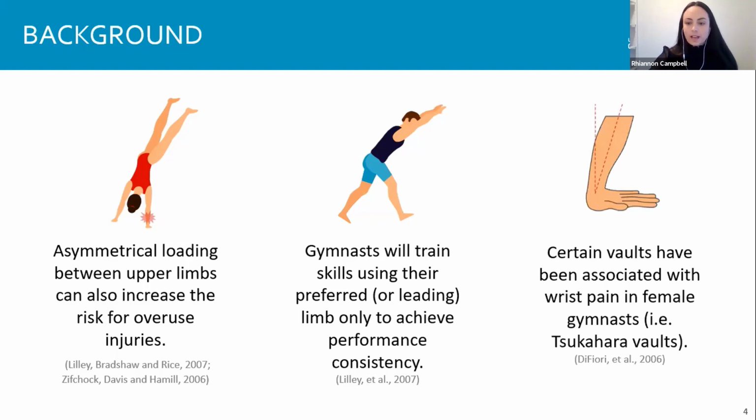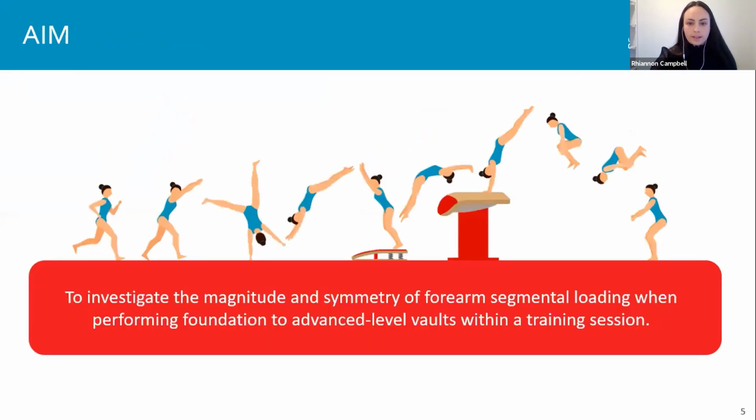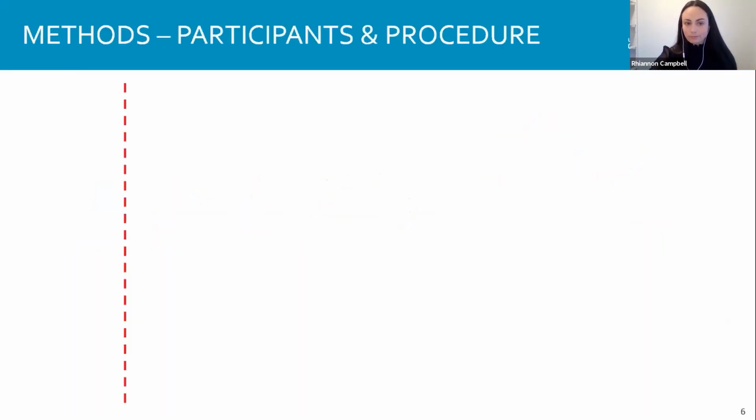So some vaults have been associated with wrist pain in gymnasts. So for example, we've got Tsukahara vaults. During the vault contact, the wrist hyperextends and moves into ulnar deviation and is obviously associated with wrist pain. So for this reason, the primary aim of this study was to investigate the magnitude and symmetry of forearm segmental loading when performing foundation to advanced level vaults within a training session.